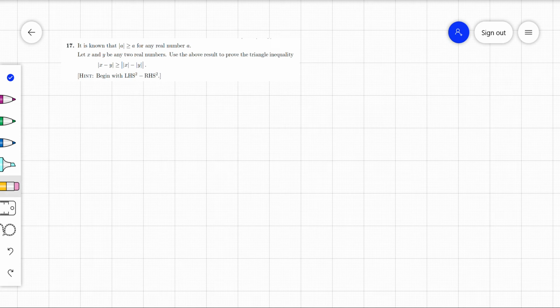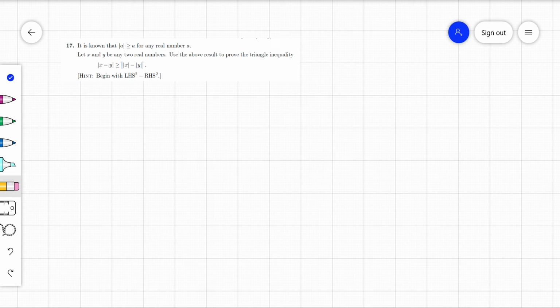Here we know that the absolute value of a has to be greater or equal to a. We know that because we're taking the positive, and a could be negative. Knowing that, let x and y be two real numbers. Use the above result to prove the triangular inequality, and begin with the left-hand side minus the right-hand side.